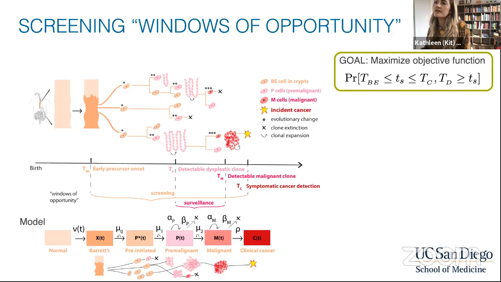And again, the model captures these lineages of cells that are undergoing mutation, that can undergo clonal expansion within crypts, and eventually some might lead to an incidental cancer. And when you have this formal model, again, we can actually write down analytically what this function is.